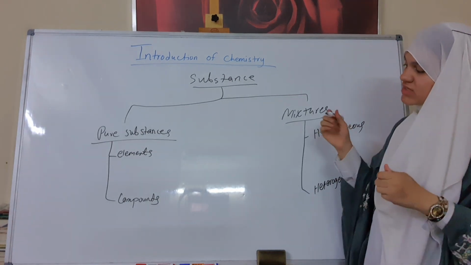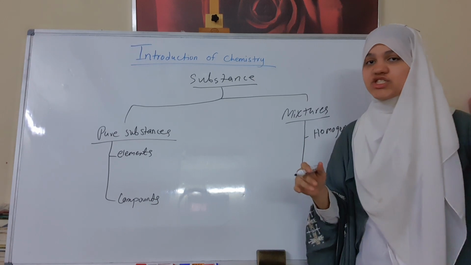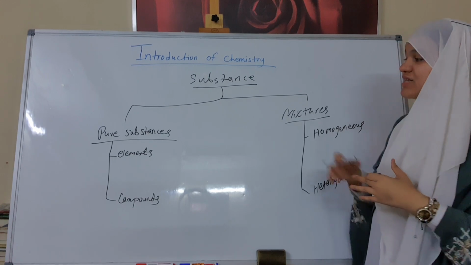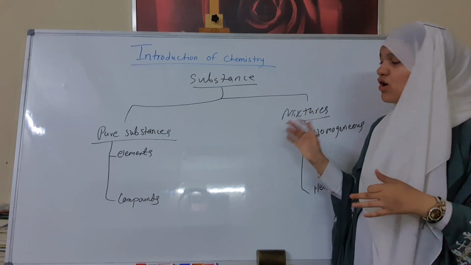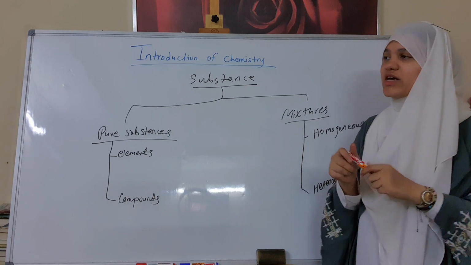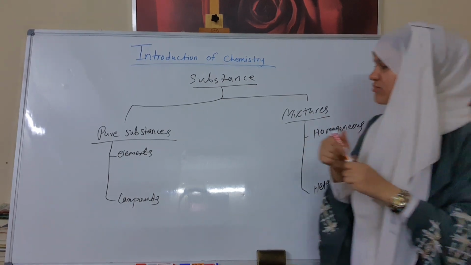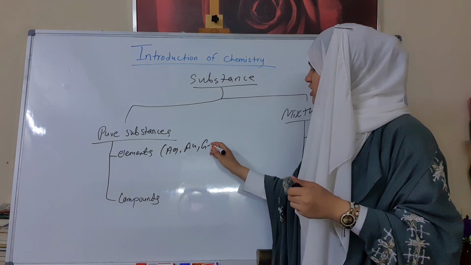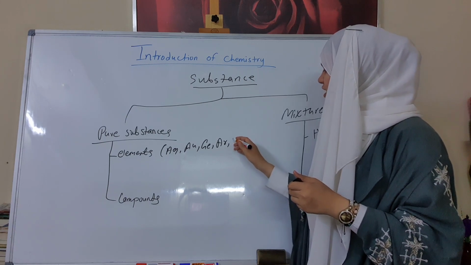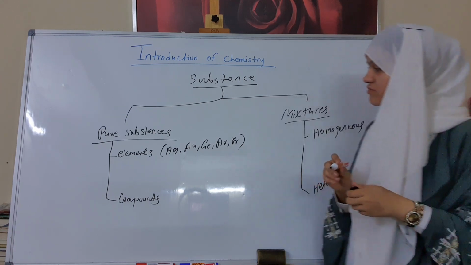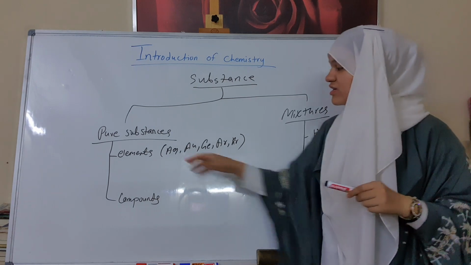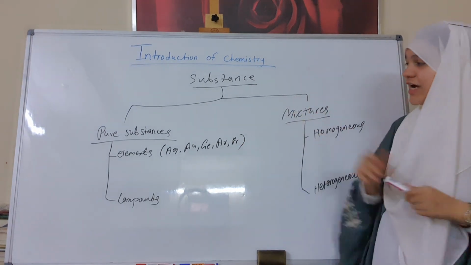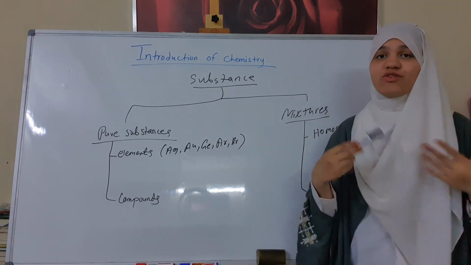Together. For example, H2O. H is hydrogen, O is oxygen, and both of them are combined together chemically. That means it's a compound, right? H2O, or water, is a compound. Elements are just elements alone. For example, here what do we have? Ag, Au, Ge, Ar, and Kr. Silver, gold, germanium, argon, and krypton. So all of these are examples of elements.